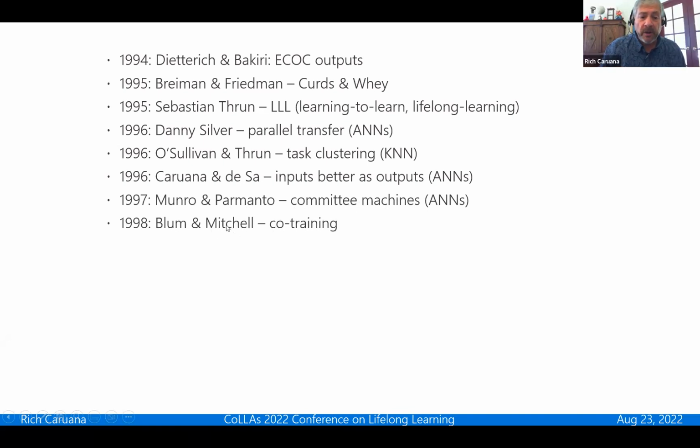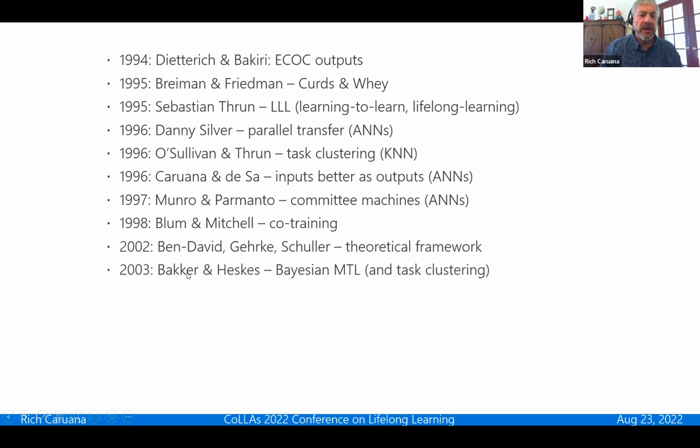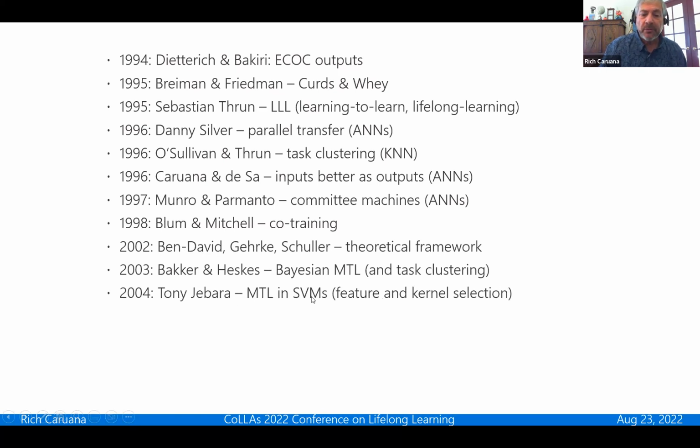And then Avrim Blum and Tom Mitchell did this work on co-training, which is a form of inductive transfer where these different models are informing each other. And then Ben-David, Gehrke, and Schuller did this work where they were trying to do a better theoretical analysis of multitask learning, which is very difficult to do a theoretical analysis of MTL. And then Baxter and Heskes started trying to push this into Bayesian methods, leaving neural nets and k-nearest neighbor. And then Tommi Jaakkola started doing multitask learning in SVMs and trying to figure out what's the best kernel for these multiple tasks. And now we start to see more work in kernels because SVMs were very popular at about this time.